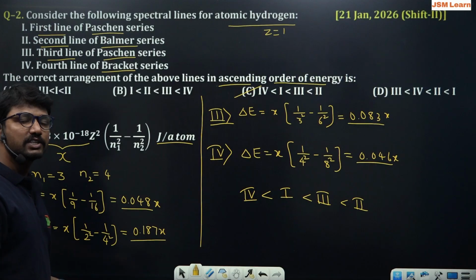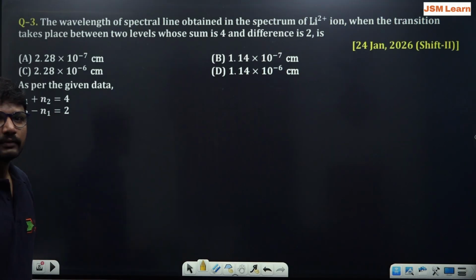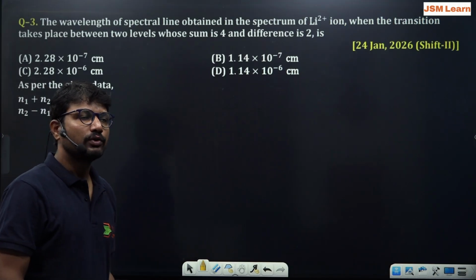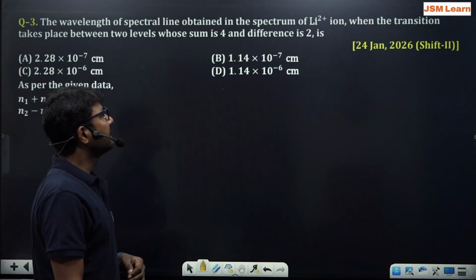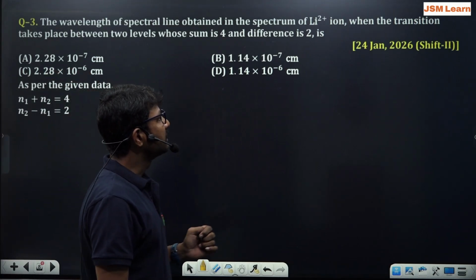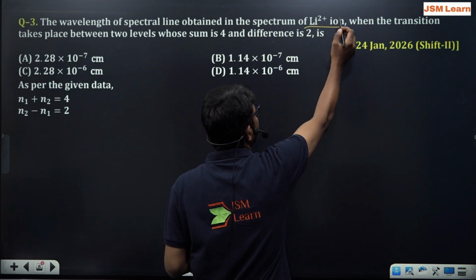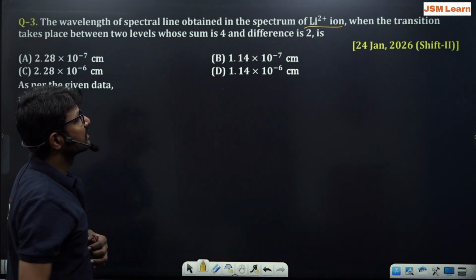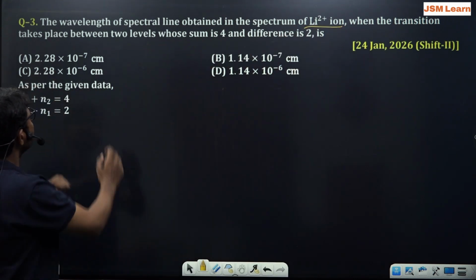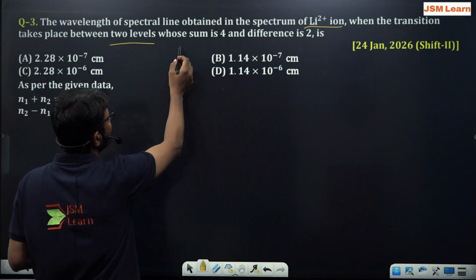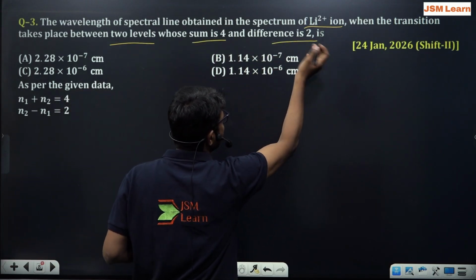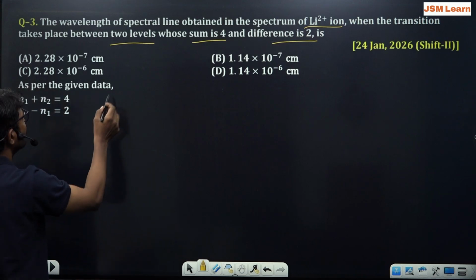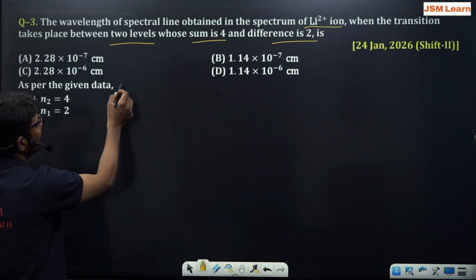Let us see the next question. Yes, students, let us see the third question. The wavelength of spectral line obtained in the spectrum of lithium plus 2 ion, wavelength they are asking, when the transition takes place between two levels whose sum is given as 4 and difference is given as 2.